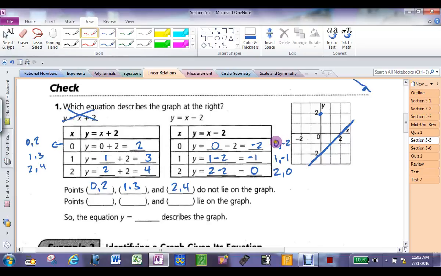But let's check. 0, negative 2. Yup. 1, negative 1. Yup. 2, 0. Yup. So since all of these, 0, negative 2, 1, negative 1, and 2, 0, are on the graph, then this is that line's equation. Every line you draw on a graph has an equation. How do you find the equation? We've already done that. You list the points, you check the change, and then you write the equation.